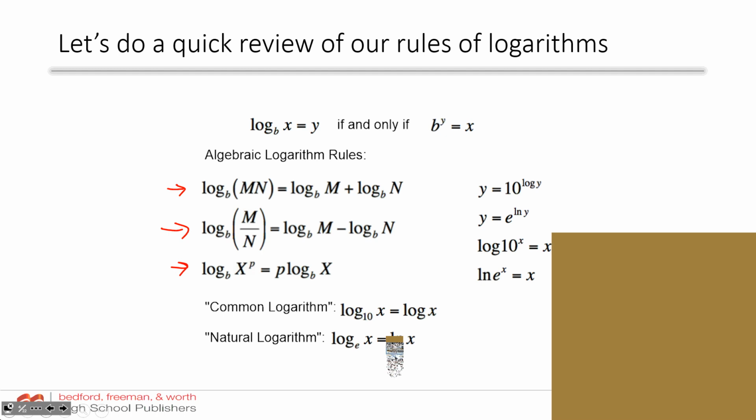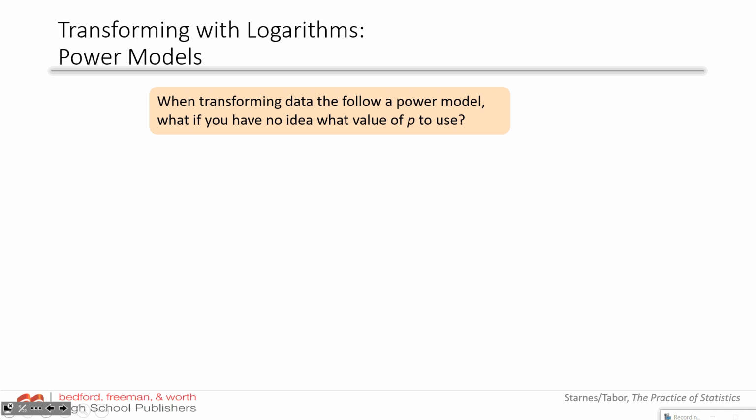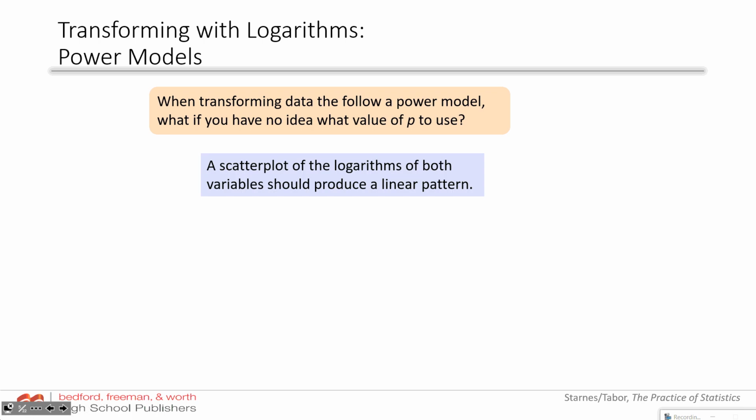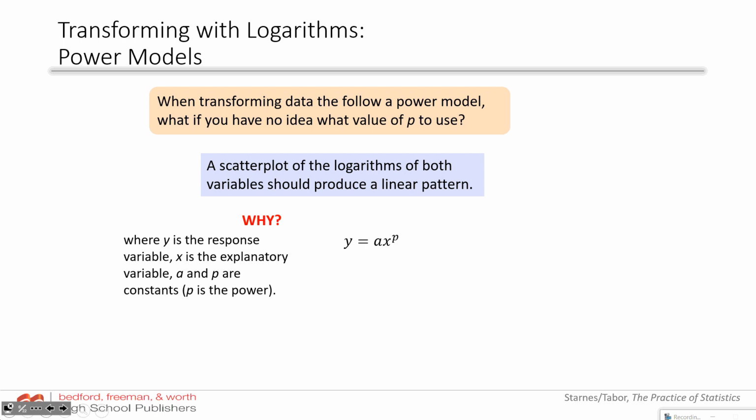All right, so again, like I said in the beginning, the objective today is, you have a set of data and you're not told what type of power model it is that you need to use. So how do you figure it out? Well, if you have a power relationship, a scatter plot of the logarithms of both x and y should produce a linear pattern. And we're going to talk about why.